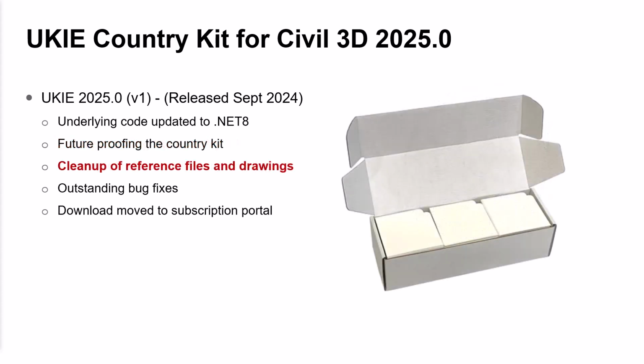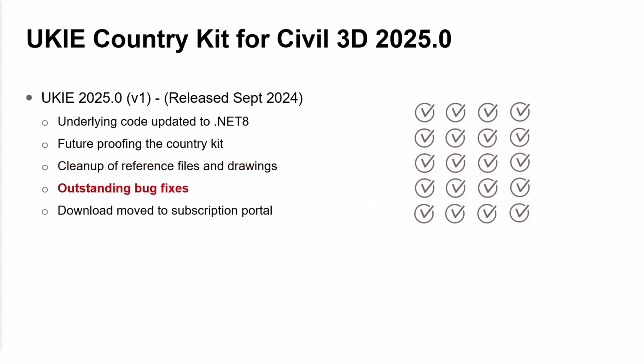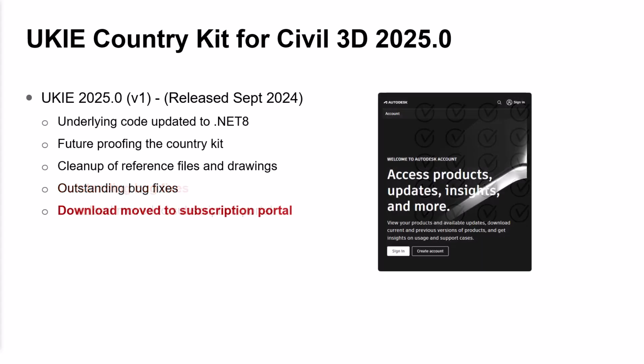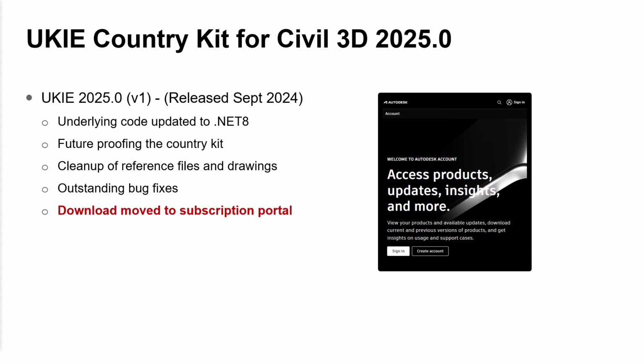Also, I took the liberty to clean everything up, all the reference files and unneeded items, and I also rolled my sleeves up and addressed as many of the little minor outstanding bugs that I could find. The one change you may have already noticed for this release is that it's now downloadable only from the Autodesk Subscription Centre, and I will start by showing you how to do this. But this early version of UKIE, released in September, didn't contain much new. All the hard work had been in the background tasks like updating .NET 8.